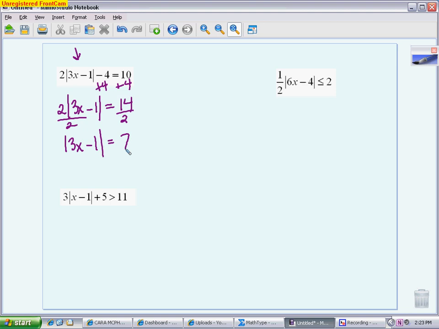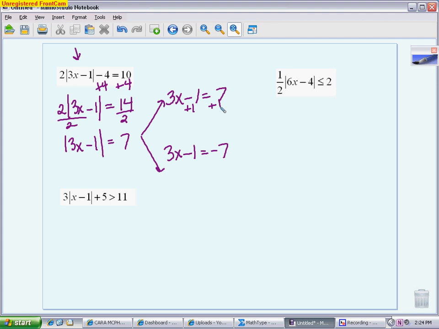Now we can create a tree. A lot of times I'll have a tree going this way and this way. One option is that it's exactly what you see without the absolute value bar. Nothing's changed. So 3x minus 1 equals 7. The other option is that 3x minus 1 equals negative 7, because that absolute value might have gotten rid of a negative value. We have 2 equations to solve. We'll get 2 different answers even though the steps will be the same.